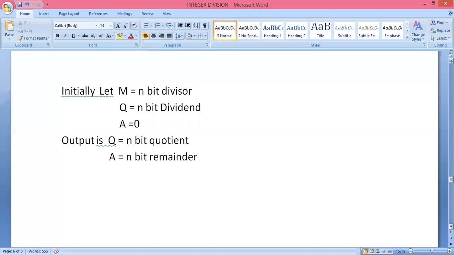The circuitry diagram is the same as we have seen for restoring division. There is no change in the circuitry diagram. Therefore, I'm not going to explain it again. Only the method changes a little. The procedure is going to change.